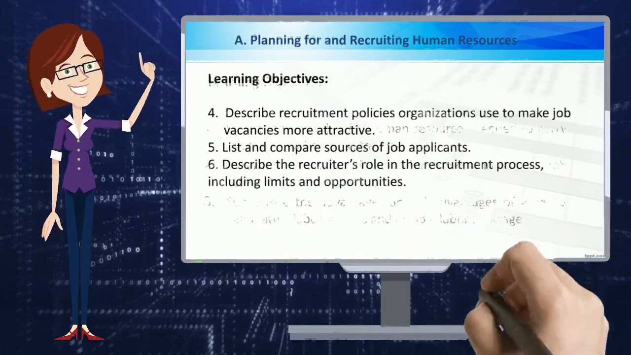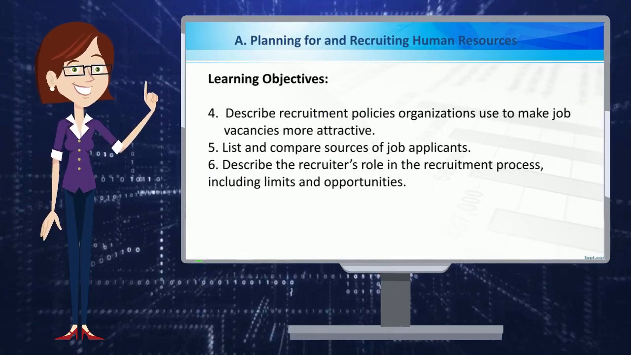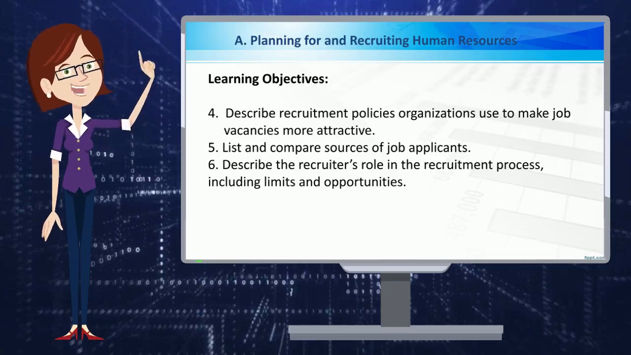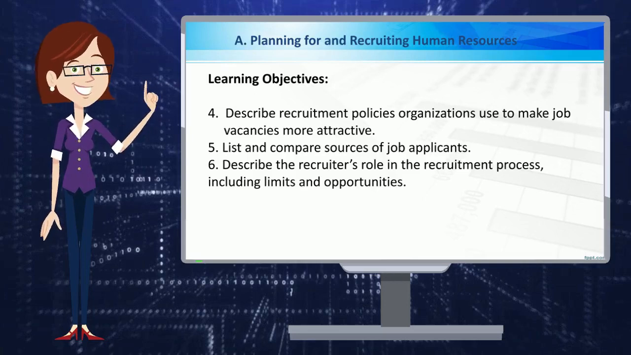Fourth, describe recruitment policies organizations use to make job vacancies more attractive. Fifth, list and compare sources of job applicants. And lastly, describe the recruiter's role in the recruitment process, including limits and opportunities.